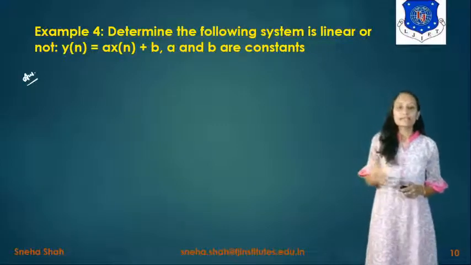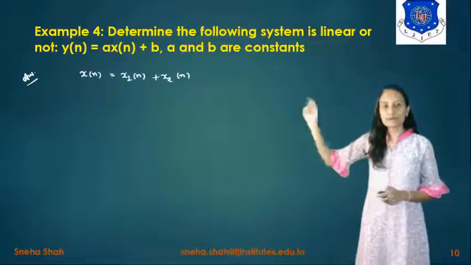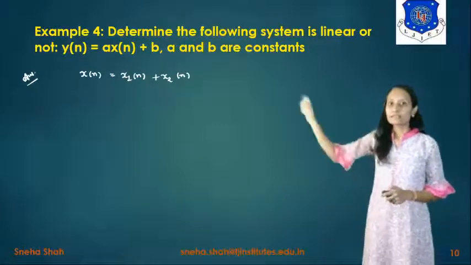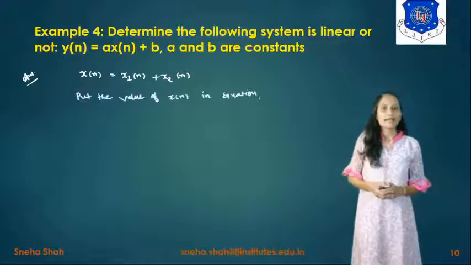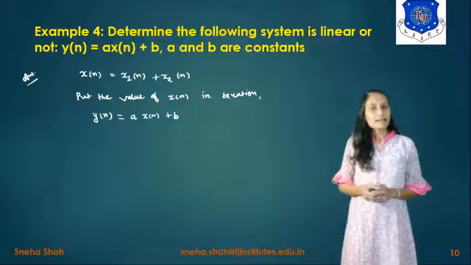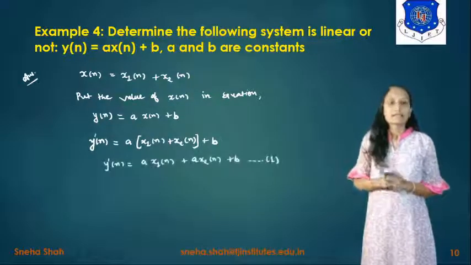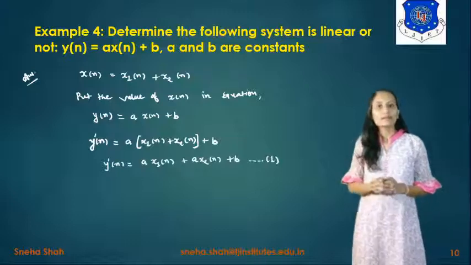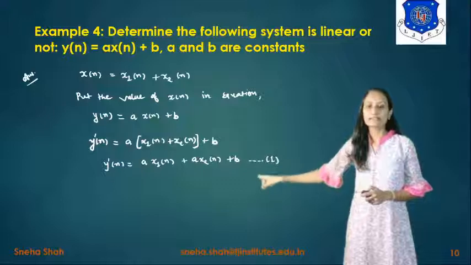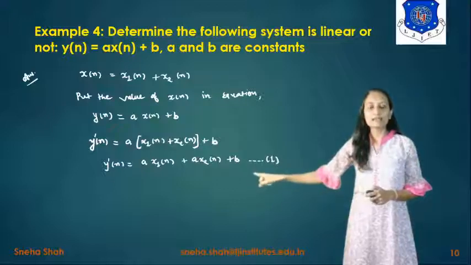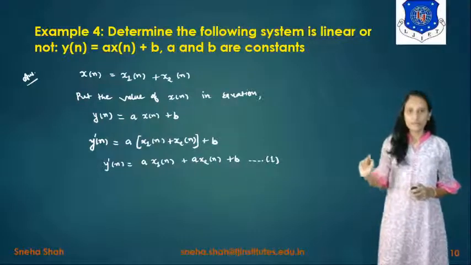So if we take the input as a combination of two inputs, meaning x of n equals x1 of n plus x2 of n, now we put this value in the upper equation to derive the first equation, y dash of n. So what is the value of y dash of n? y dash of n will be a times x1 of n plus x2 of n, plus b. Now if we separate this term, then y dash of n will be a x1 of n plus a x2 of n plus b. So this one is equation number 1.